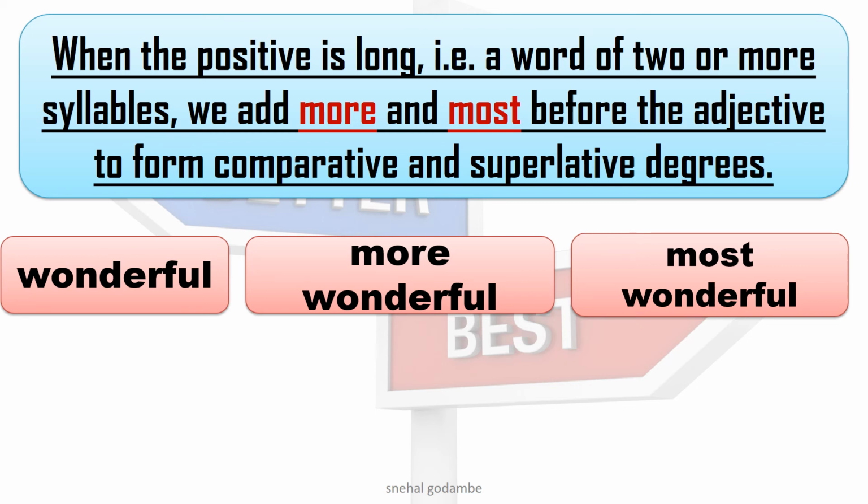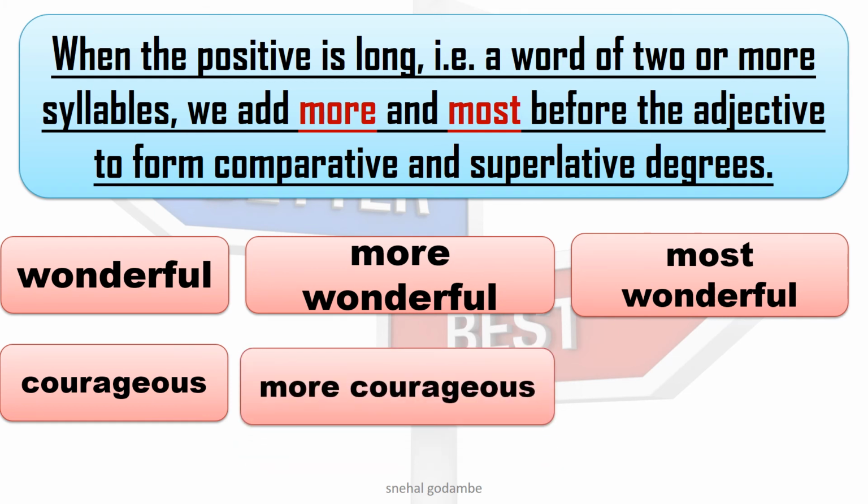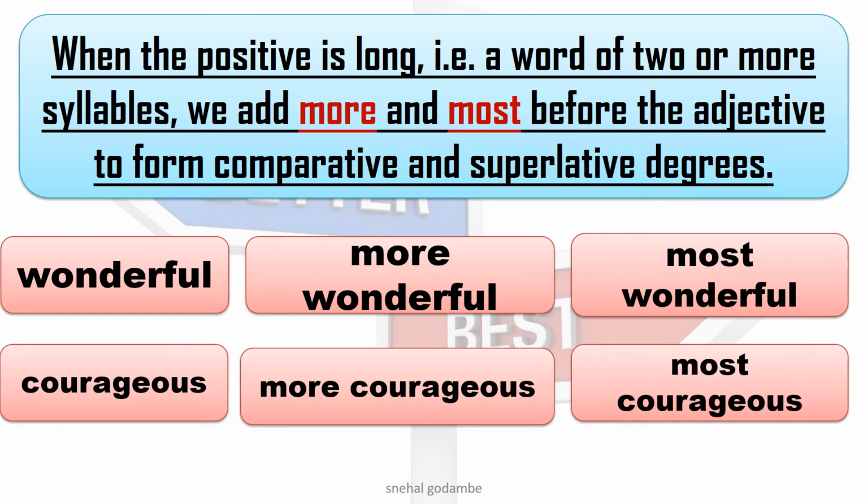So you can remember this rule also, that when there is a word of two or more syllables, don't write er or est with the basic adjective but add more and most. We will see one more example. Courageous. We have read this word in Androcles and the Lion's lesson. So he was a courageous man. In comparative form, more courageous, and in superlative form, most courageous.